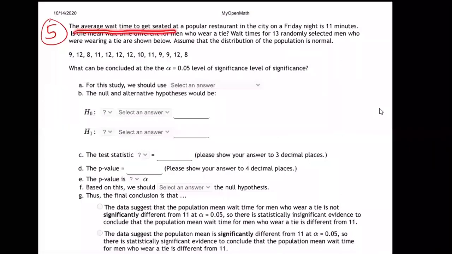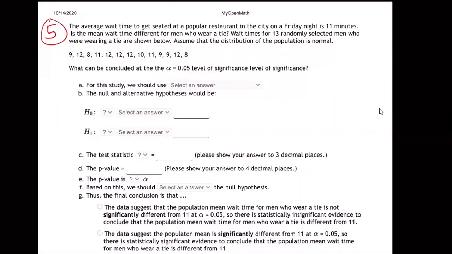So the average wait time to get seated at a popular restaurant in the city on a Friday night is 11 minutes. Is the mean time different for men who wear a tie? Wait times for 13 randomly selected men who were wearing a tie are shown below. So they're giving us data, aren't they? What can be concluded? All right.